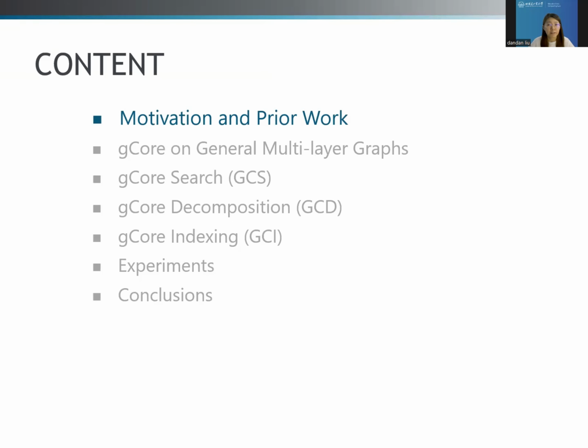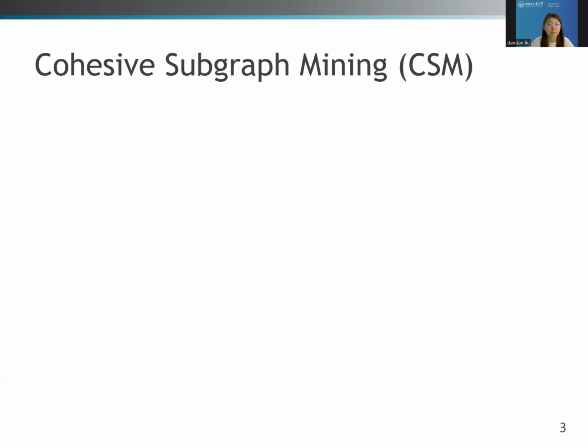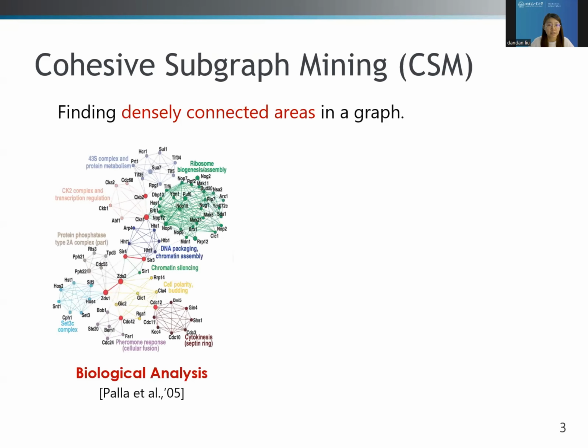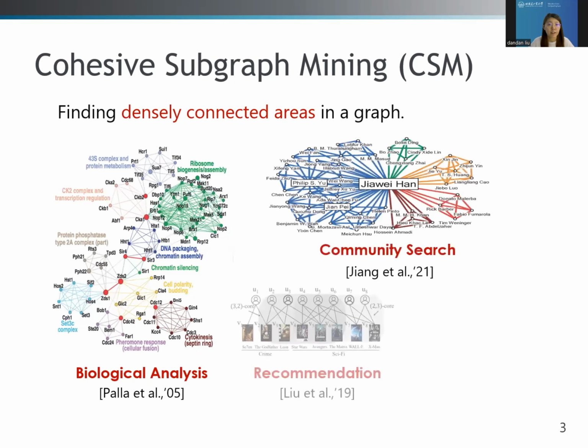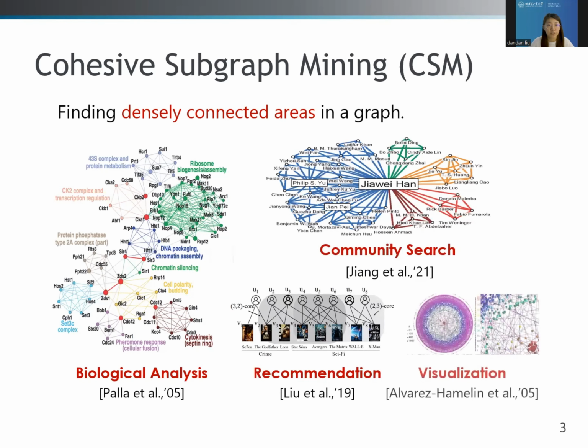Let me start with the background and motivation. Cohesive subgraph mining aims at finding densely connected areas in a graph. It has widespread applications in biology analysis, community discovery, recommendations, and even graph visualization.